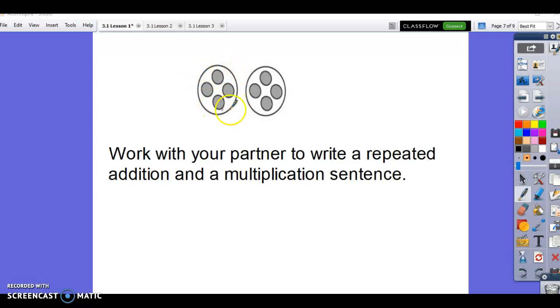So here I have one group, and I see I have 1, 2, 3, 4. I have 4 dots inside of that circle. So I see 4 plus 1, 2, 3, 4. So 4 plus 4 equals, how many total gray circles do I have? Awesome. I have 8. Now let's write a multiplication sentence.